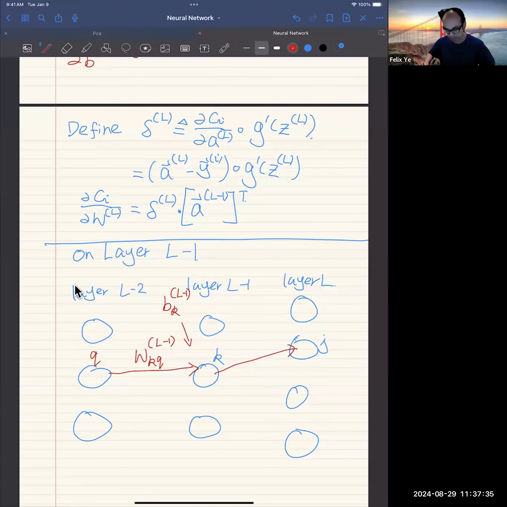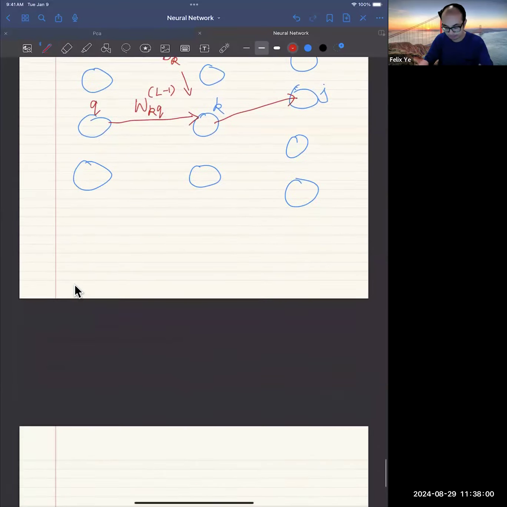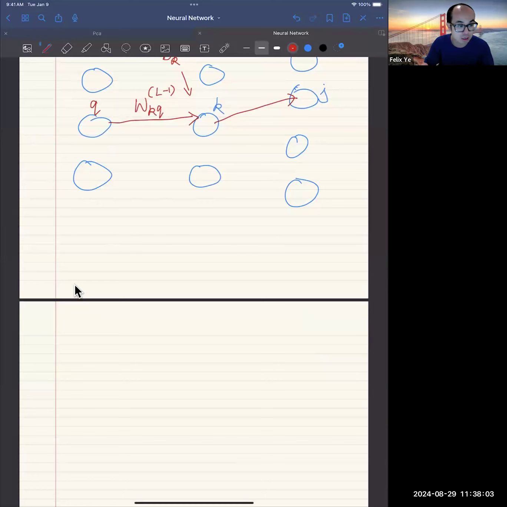So basically, I'm interested in taking the partial derivative with respect to W_KQ^(L-1) and b_K^(L-1). So this is the weight from the neuron Q at layer L-2 to the K at L-1. So this is the question that I want to address here. Okay, so we do this chain rule again, which is quite tedious, but absolutely necessary.